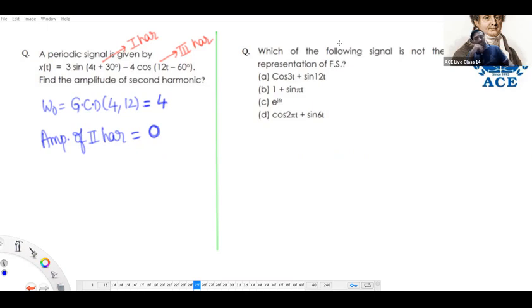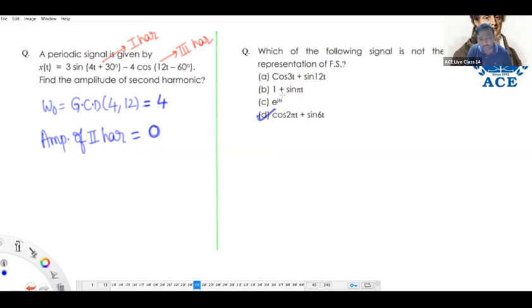Okay, this is also another easy example. Which of the following signals is not the representation of a Fourier series? Out of the given options, which one looks non-periodic? Fourier series means strictly periodic. Which is non-periodic there? The last option. Cos 3t plus sin 12t, 3 and 12 have common frequency 3.